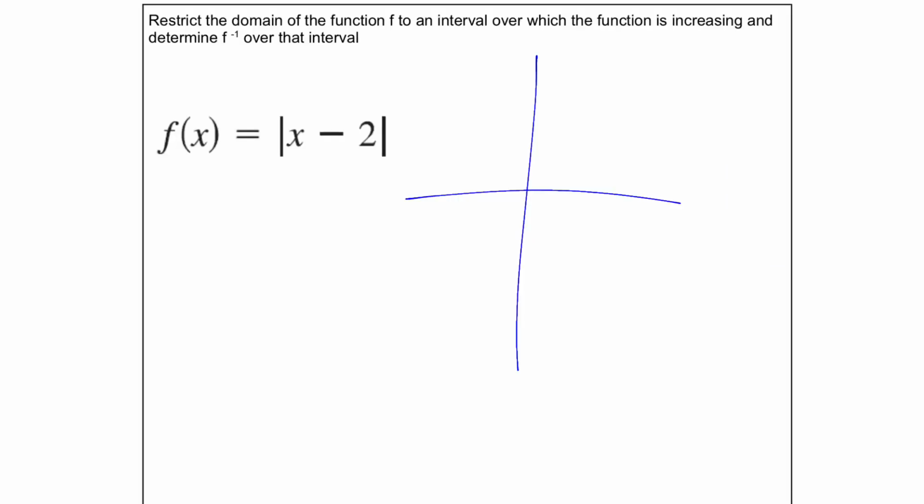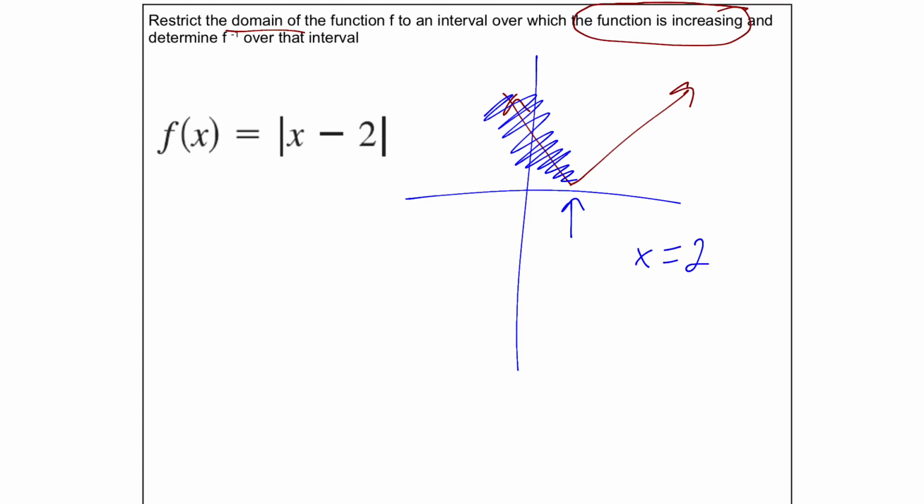This is the absolute value function, and it's moved to the right 2. So I would be looking at a graph that looks kind of like this. And they say restrict the domain to only where it's increasing. So basically I have to figure out how to get rid of all of this. So what point am I looking at here? Well, that is when x is equal to 2. So let's say that for the domain, x is greater than or equal to 2.